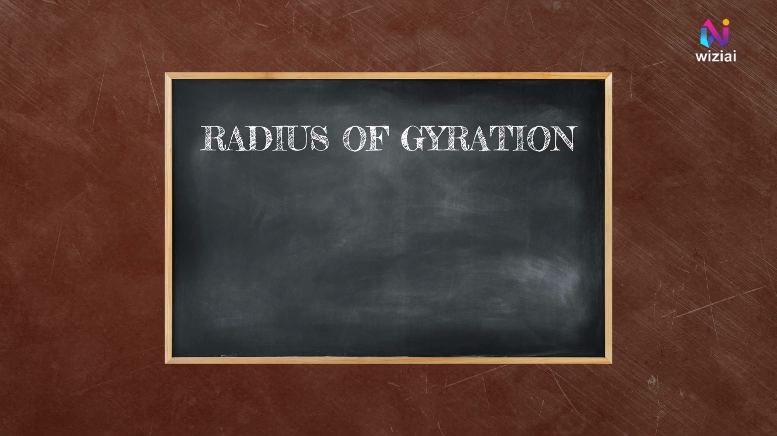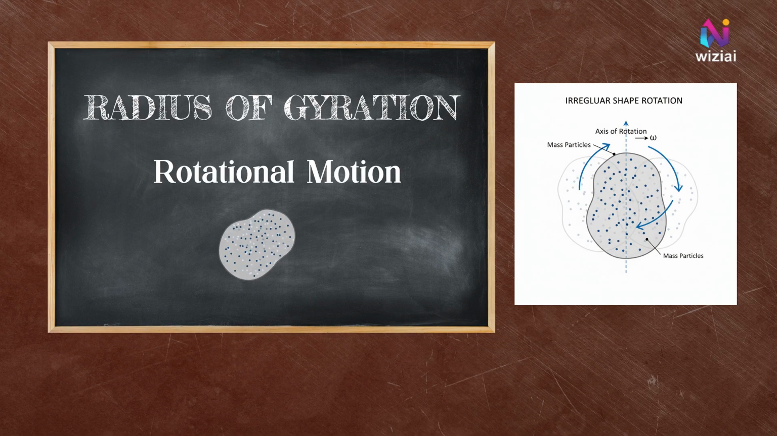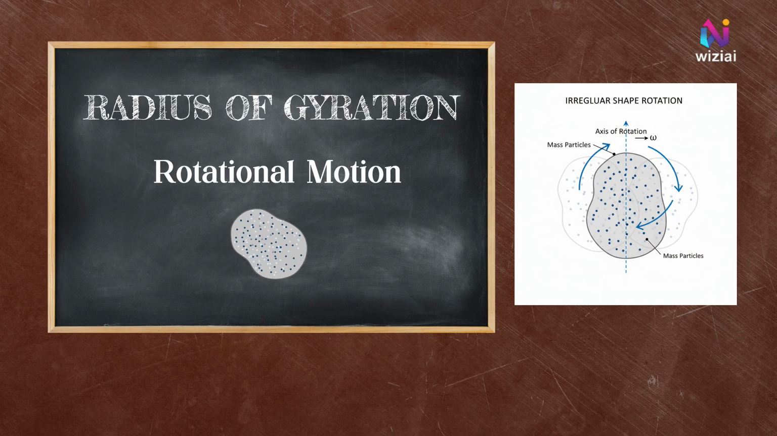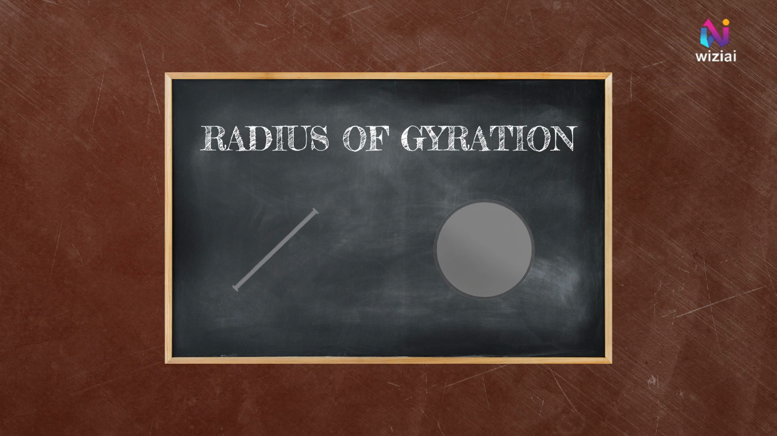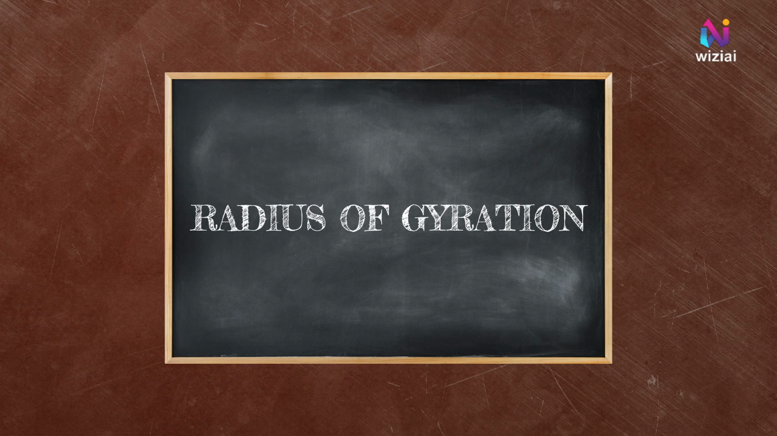Have you ever wondered how the mass of a rotating body is distributed around its axis? Why does a thin rod spin differently from a solid disk, even if they have the same mass? The answer lies in a single concept: the radius of gyration. Let's dive in and decode this powerful term in rotational mechanics.